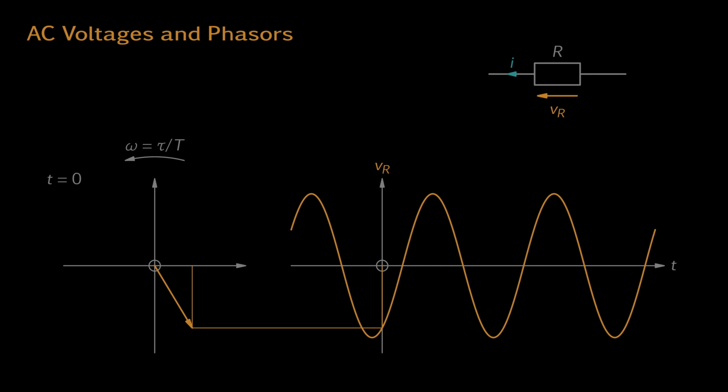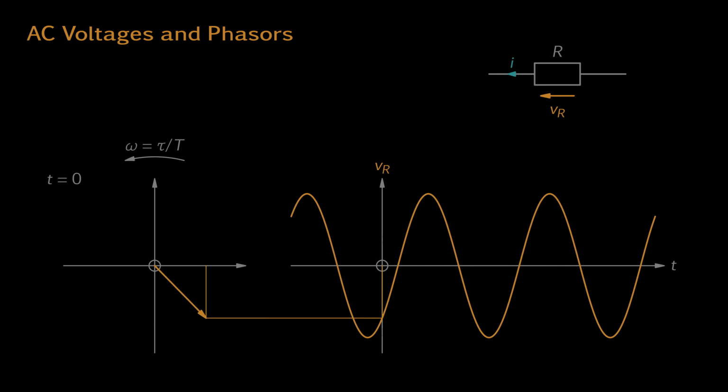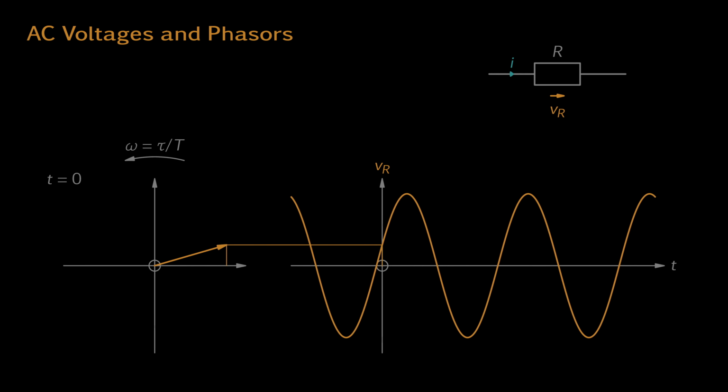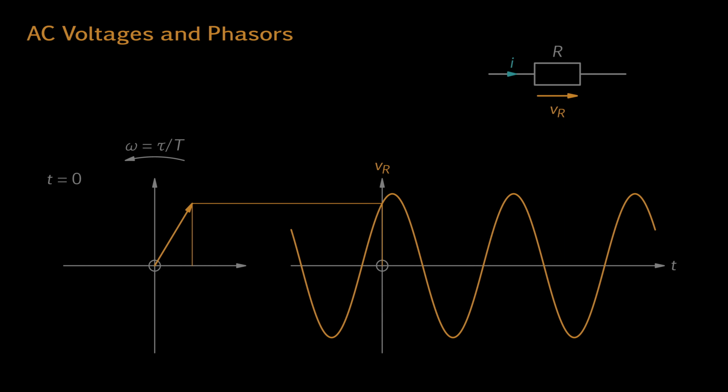It could be that we started our clock a little too early, before the arrow was yet horizontal. Then it takes a little while for the voltage to become 0, which moves the whole sinusoid backwards in time. It could also be that we started our clock too late, after the arrow was already horizontal. This shifts the whole sinusoid forward in time.